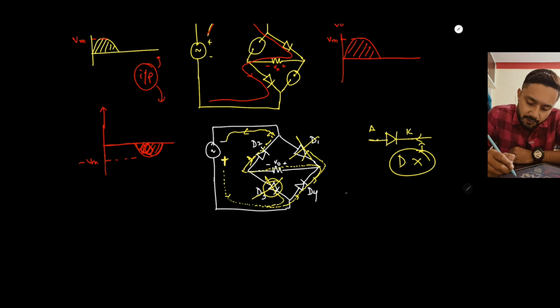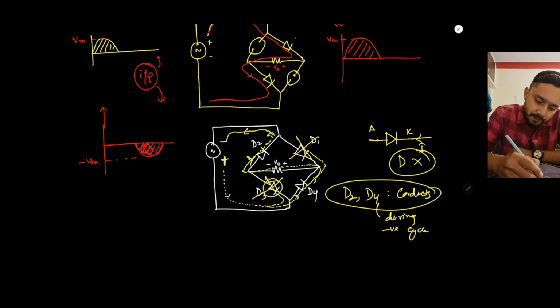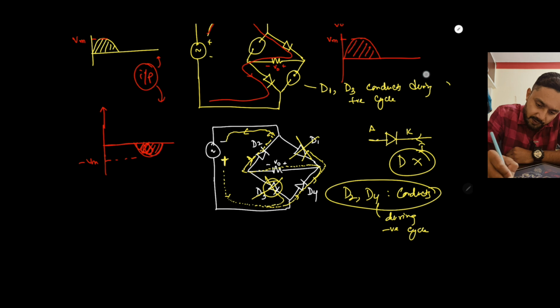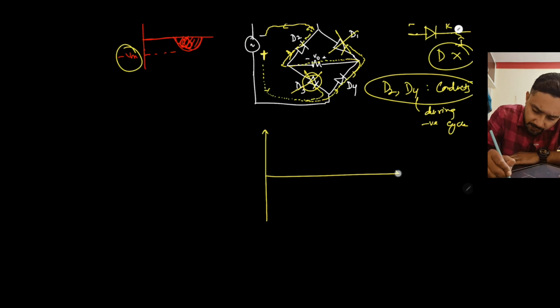Okay, so here D2 and D4 conduct during negative cycle, and here D1 and D3 conduct during positive cycle. So how will the output voltage look during the negative cycle?